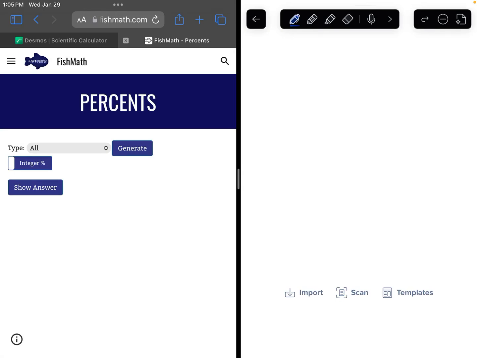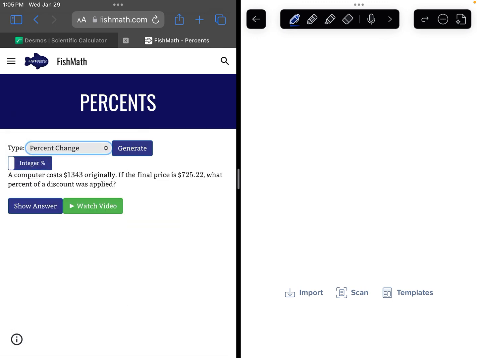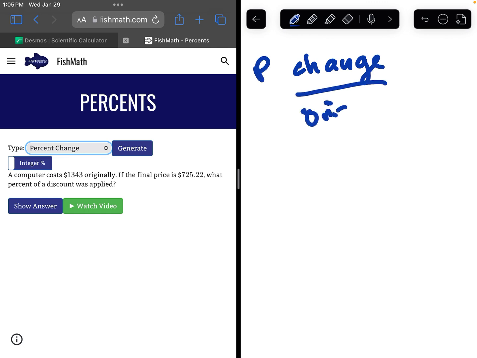We're going to talk about how to do percent change and percent error. So I'm going to change this over here to percent change. So basically when it comes to percent change, we're going to take the change and use that as the part. And then the original is going to be the whole thing. And then we're going to use that to find the percent.